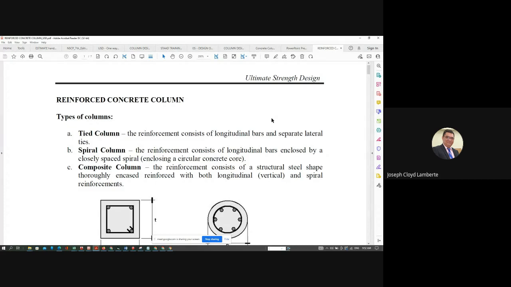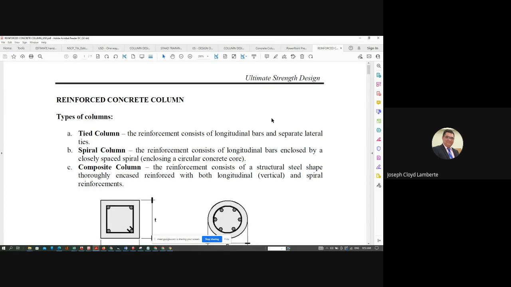But generally, the stirrups, the ties, or even the spiral are called hoops. H-O-O-P-S, hoops. Specifically in a column, it is called ties. The ties are separate, separately installed, just like the stirrups, which are also separate, one by one.